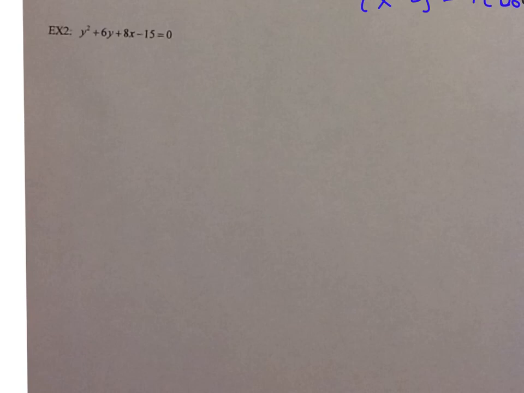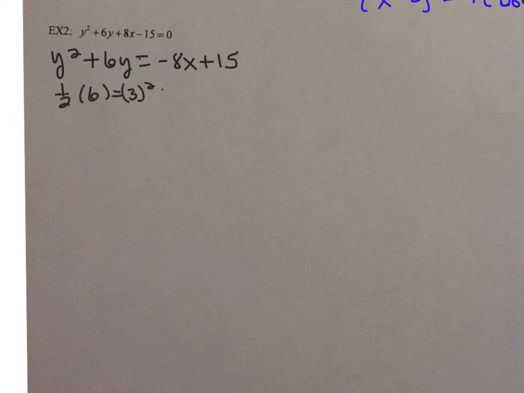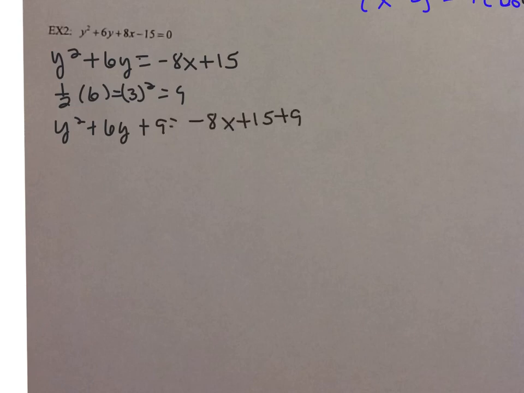Okay, so I have my y is squared. So this is going to either be concave left or concave right. So it's y squared plus 6y equals negative 8x plus 15. So it's half of 6, which is 3, squared is 9. So it would be y squared plus 6y plus 9 equals negative 8x plus 15 plus 9. Okay, so now on the left we're going to factor. So it would be y plus 3 squared equals negative 8x plus 24.